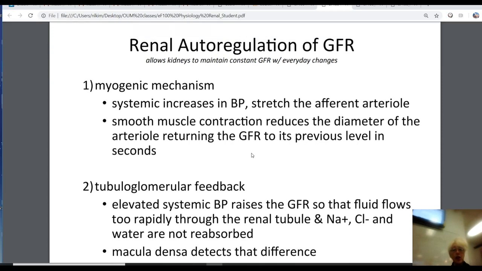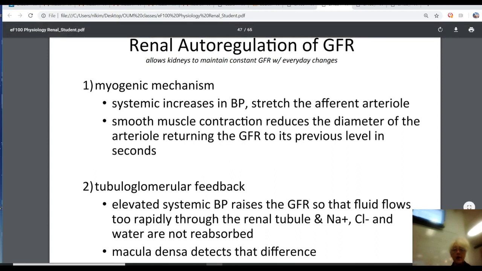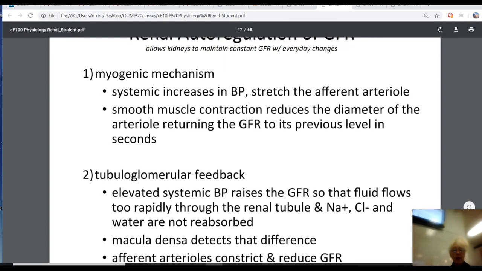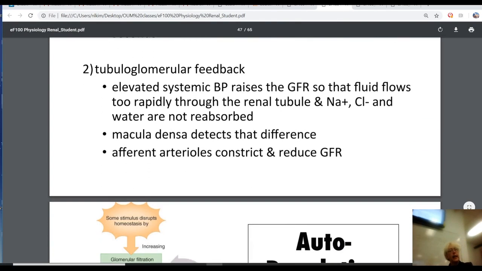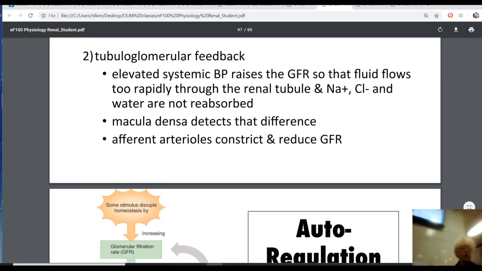It's the stretch in the afferent arteriole smooth muscle that causes these cells to become, I want to say, excited to do what they're supposed to do, whether it's absorb sodium or release sodium to lower the GFR.